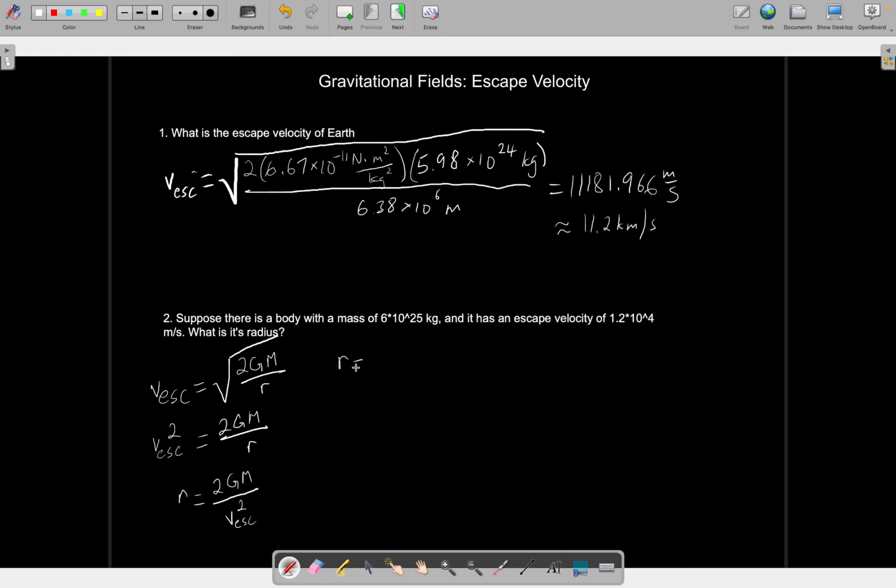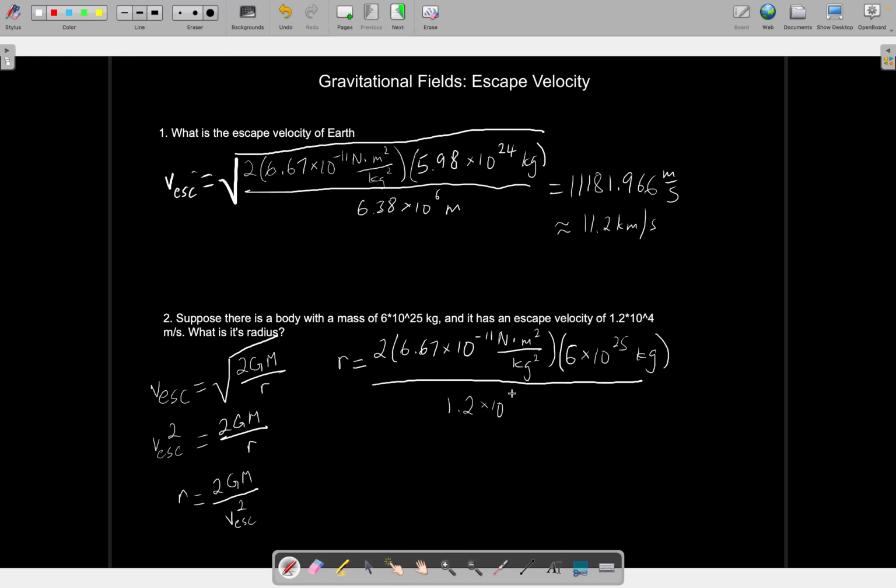Now we can plug in the respective values. So 2 times G is 6.67 times 10 to the negative 11 newton meters squared per kilogram squared, multiplied by the mass of Earth, or sorry, the mass that is given here, 6 times 10 to the 25 kilograms. And that is all divided by 1.2 times 10 to the 4 meters a second, squared.